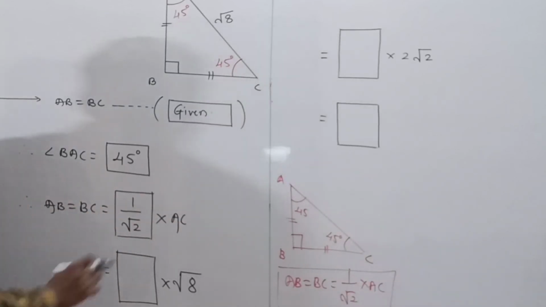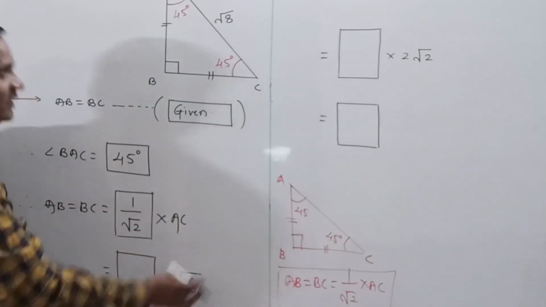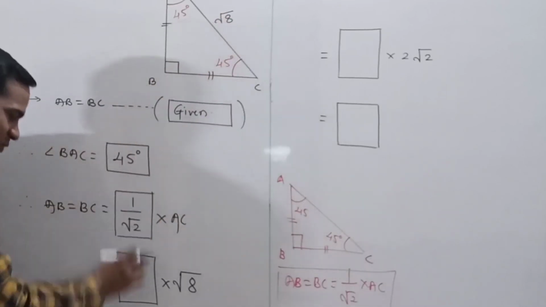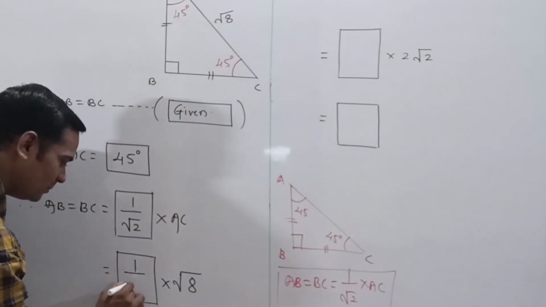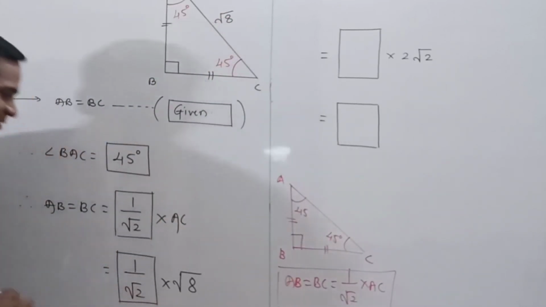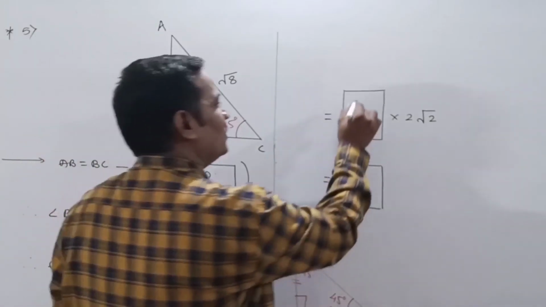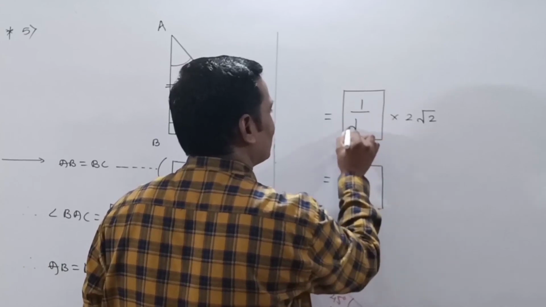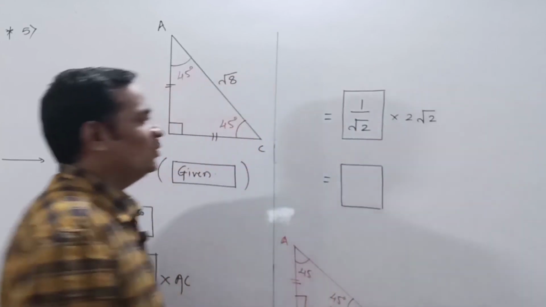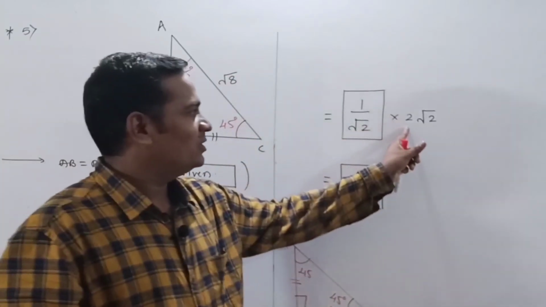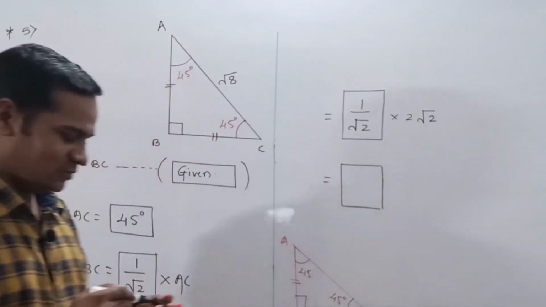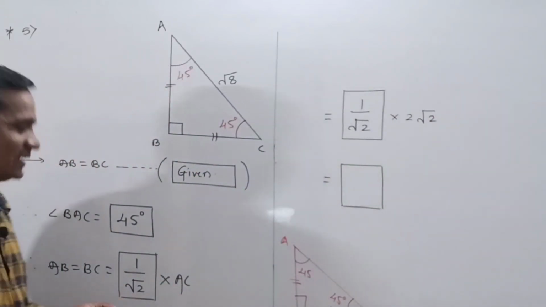So let's put down those values here. AC is equal to root 8, which is given here, and write down this one as it is here, 1 upon root 2. The next step is again 1 upon root 2 here. But how does it come to root 2? So let me show you that step which is not here in the activity.